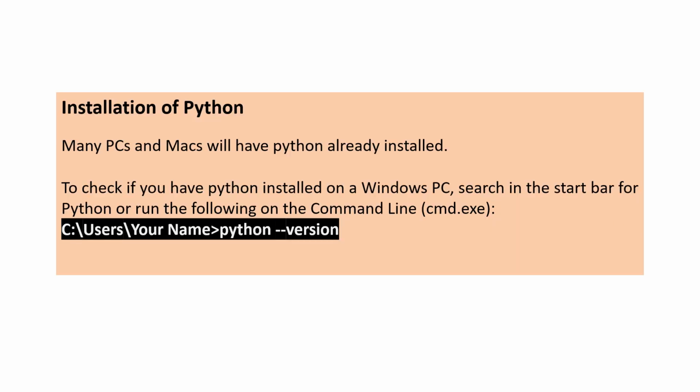To get Python started, we can first see the installation of Python. Many PCs and Macs will have Python already installed. To check if you have Python installed on a Windows PC, you can search for Python in the start bar, or you can open the command line using cmd.exe in the search bar in the start menu. You can get the command line where you can type the command python --version. It will get you the version of Python installed in your Windows PC. This is for the Windows PC.